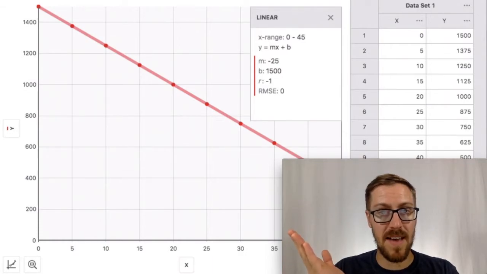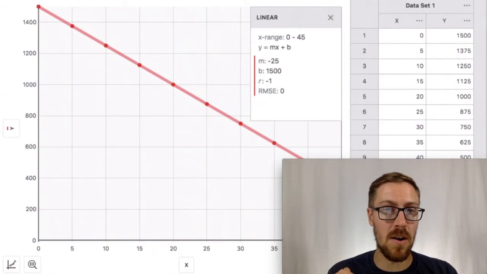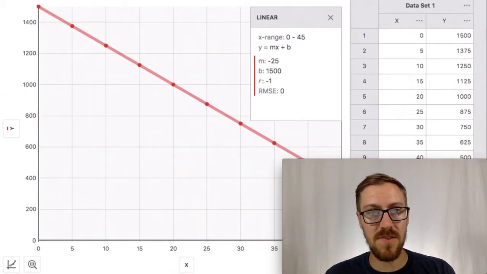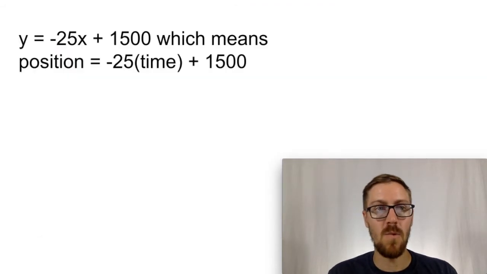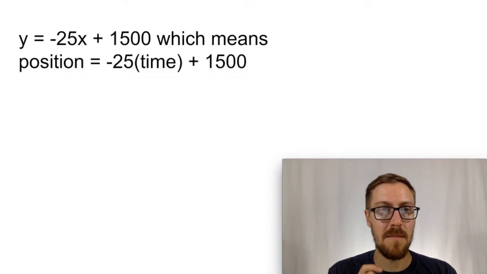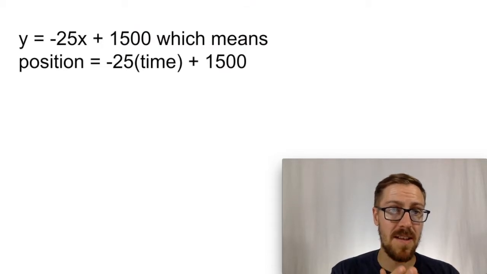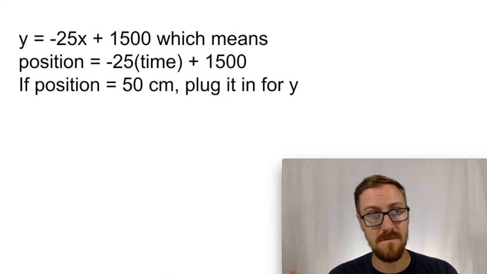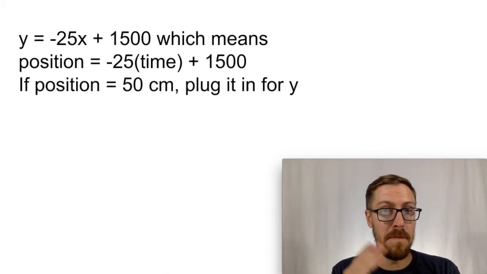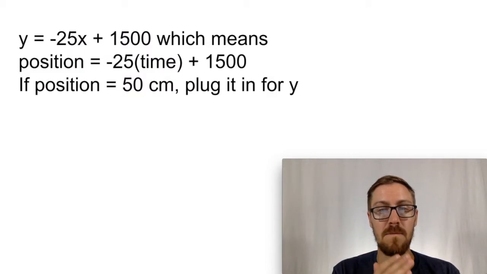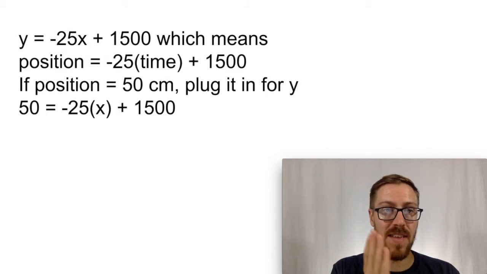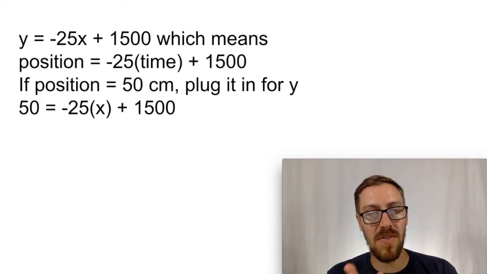Here's a graph that we did in that last video. Our slope is negative 15 centimeters per second. Our starting point is 1,500 centimeters. And so I had this equation, y equals negative 25x plus 1,500, which means our position is negative 25 times our time plus 1,500. So if I give you a position, let's say 50 centimeters, I put that information in for y because the position is on our y-axis. So I would have 50 equals negative 25x plus 1,500.